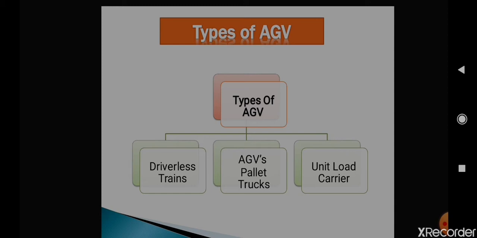And next is types of AGVs. What are the different types of AGVs? The first type is driverless trains, the second one is AGV pallet trucks, and the third one is unit load carriers. We'll see one by one.